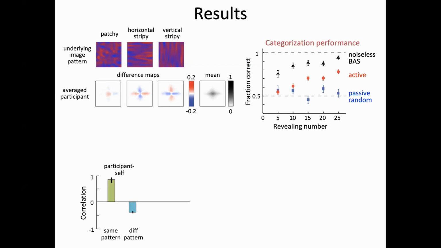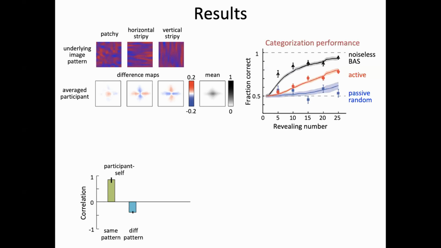To address this problem, we looked at the information gain with each revealing according to the observer model described previously. The two parameters of the observer model are perception noise and representation bias, and they are specified through fitting to the participants' category choices. The fit results are shown here.